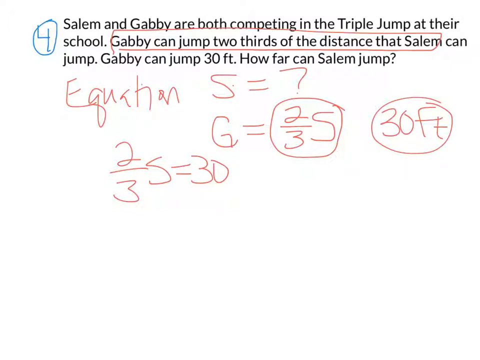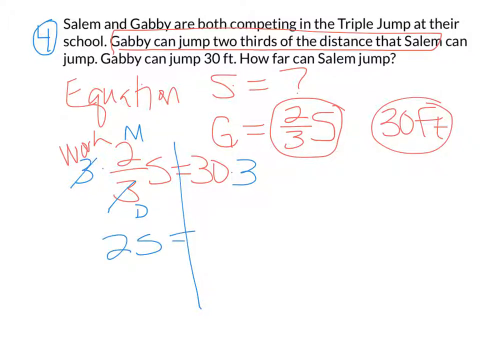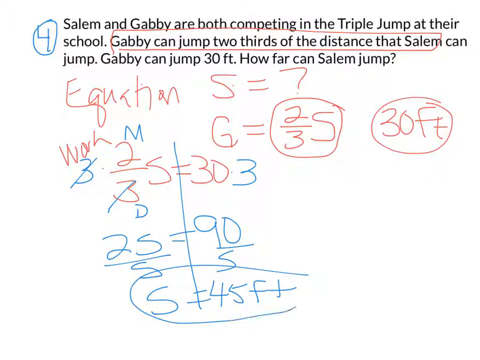So this is our work. Now we're going to solve it. Remember, I have a 2 and a 3. The 2 is multiplication. The 3 is division. So I'm going to multiply both sides by 3. So they cancel. And then 3 times 30 is 90. Divide by 2. And Salem can jump 45 feet. They already told us what Gabby could jump. She jumps 30 feet.